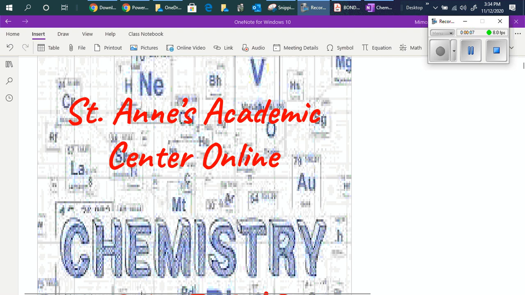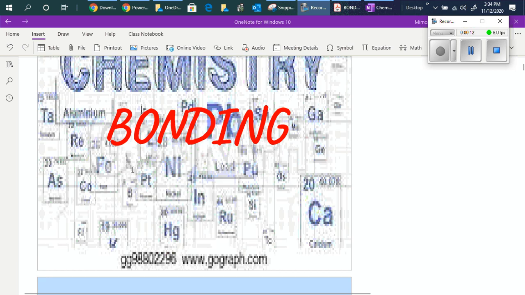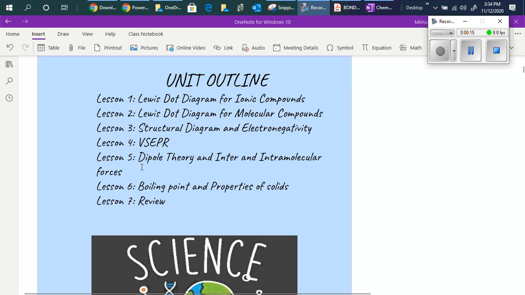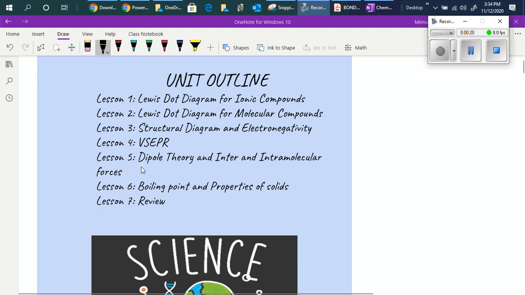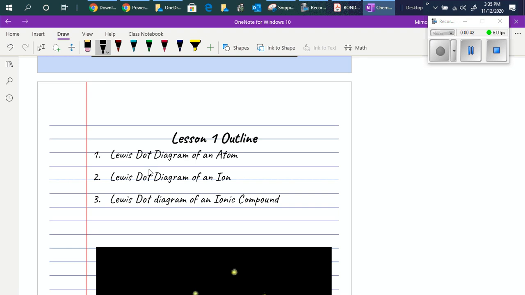So this is the digital notebook that I'm sharing with you on bonding units. And the outline that we'll have for this unit is that on lesson 1, we will see and discuss what is the Lewis dot diagram for ionic compound. And then we'll move to the molecular compound, and then we'll go further into structural diagram and the electronegativity, VSEPR, dipole theory, and boiling point and properties of solids. You have this posted on your or shared with you on Google Classroom.